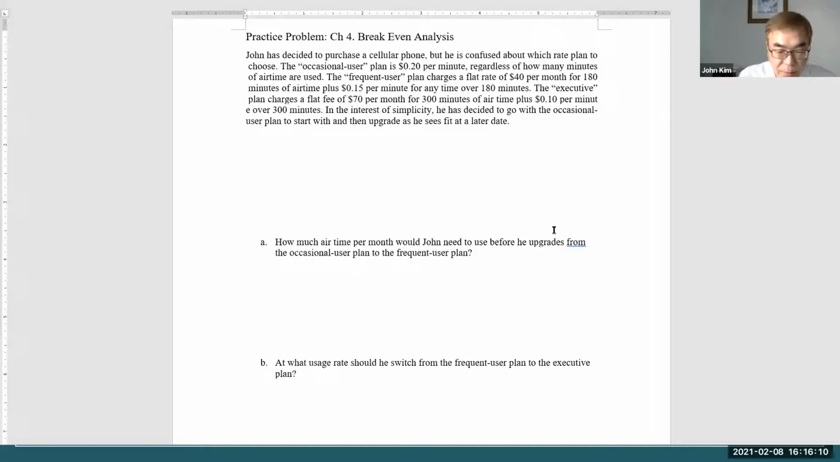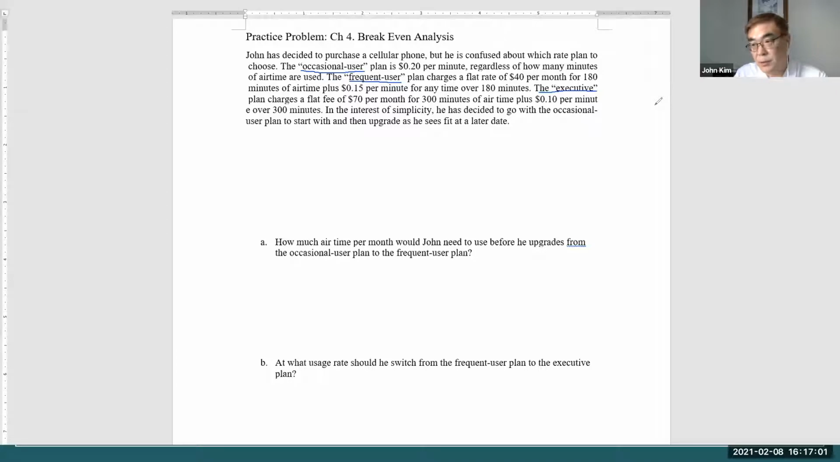Okay, let's work together. How many options? Three? Yes. There are three options. First one is the occasional plan. And next one is frequent. And the last one is, where is it? Executive plan. So there are three options or alternatives.